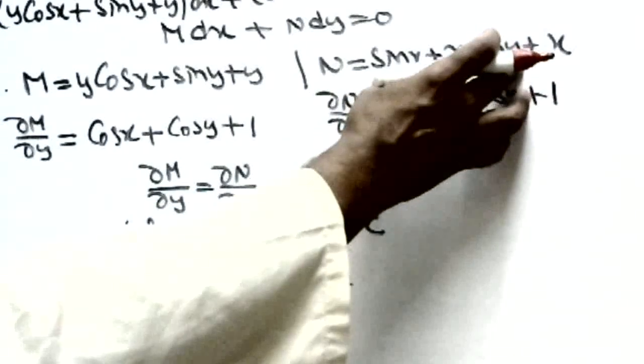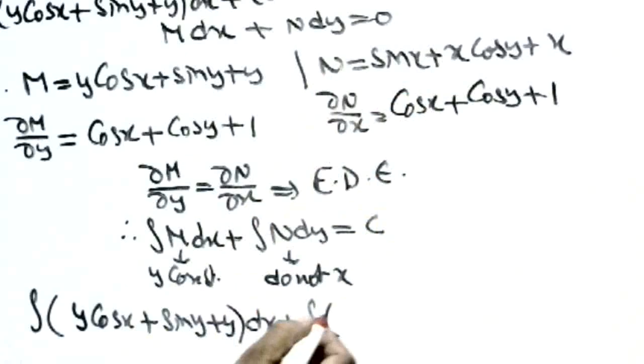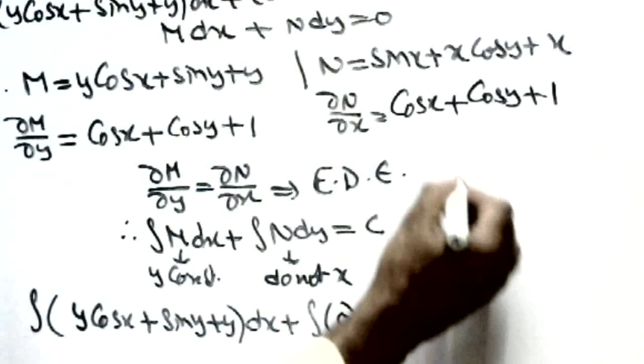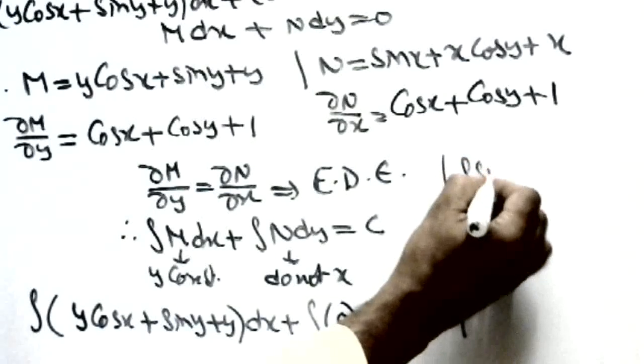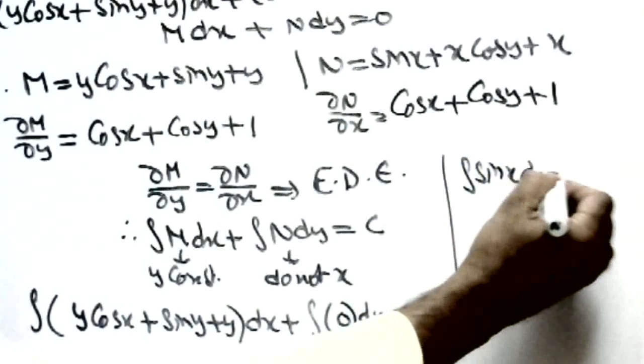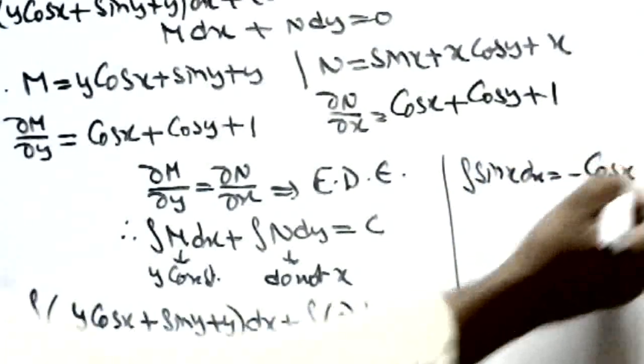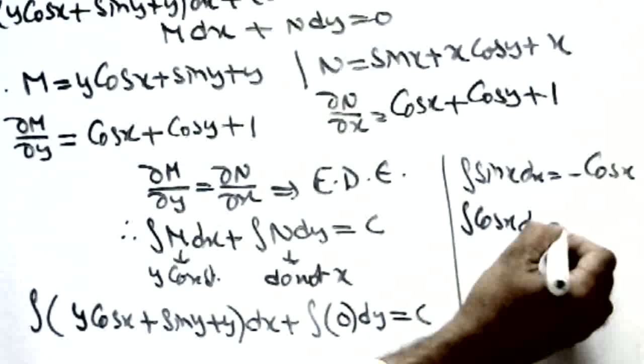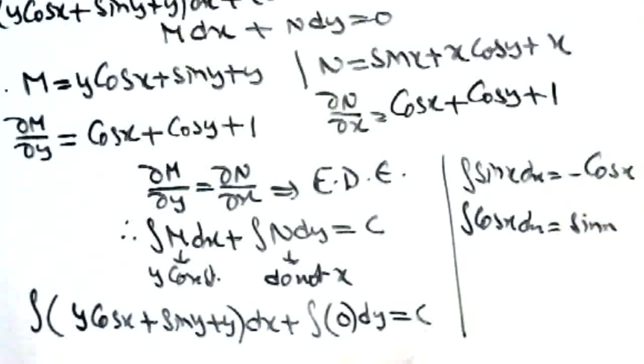This term also contains x. So we don't have any term which is independent of x. So we write just 0 dy equals c. You already know the integration of sine x is minus cos x. In the same way, the integration of cos x is sine x.